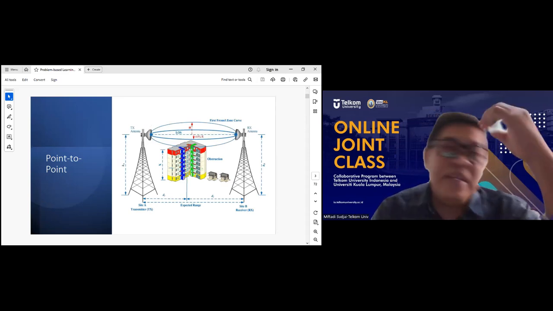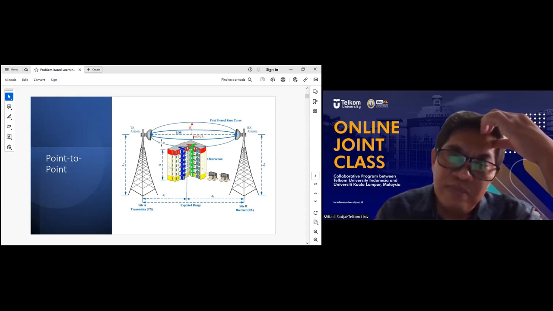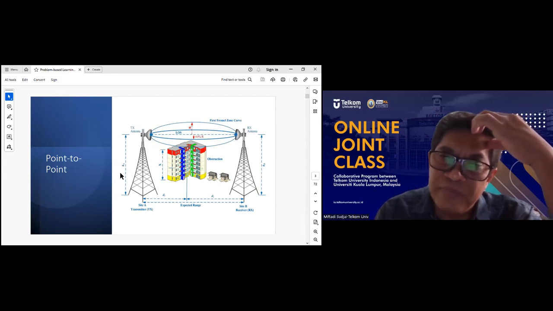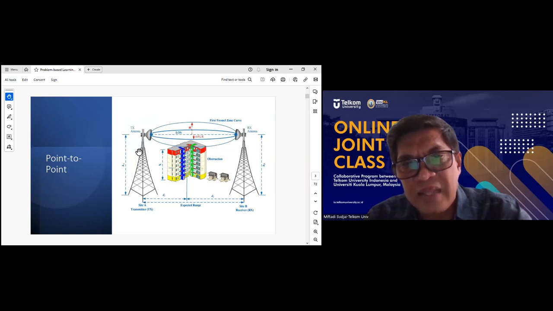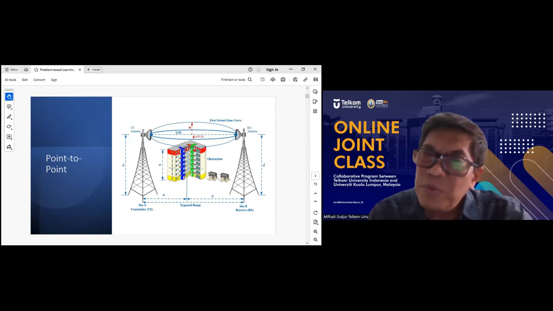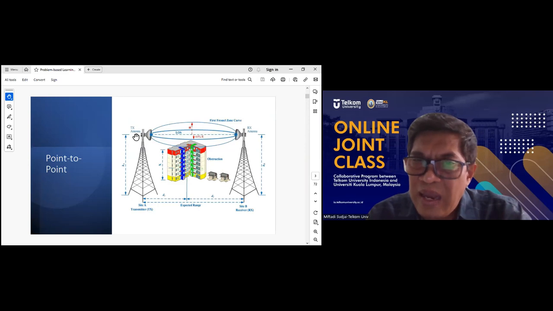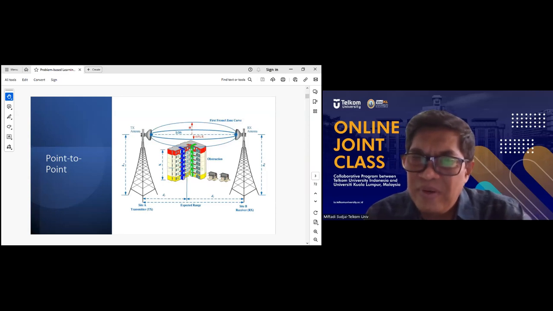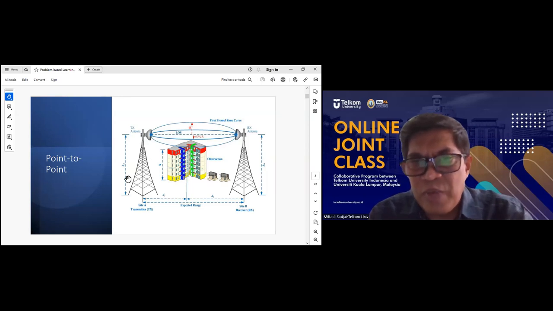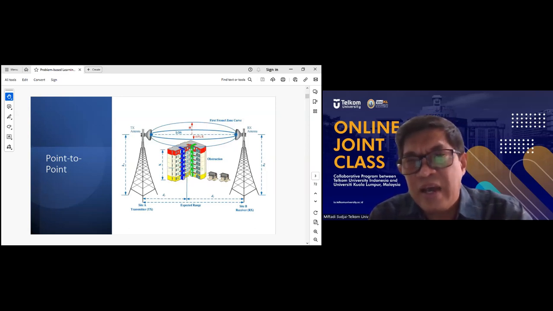So point-to-point means the communication between one transmitter, this is, for example, one tower consisting of a transmitter and an antenna as the RF, radio frequency, end, to the one receiver via a link. So if these two antennas can see each other, we call this a line of sight link. So a point-to-point communication means one point of transmitter linked to only one point of receiver, right?